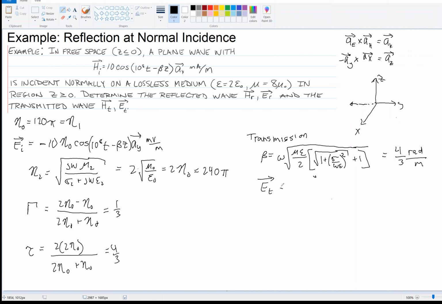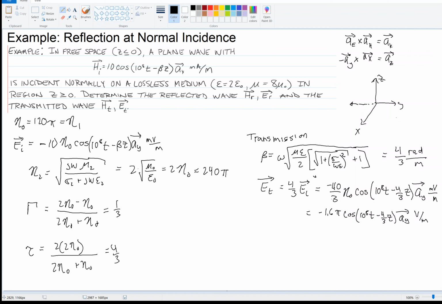Then we recall that the transmitted electric field is just going to be 4/3, the transmission coefficient, times the incident electric field. That's the case because the transmission coefficient is purely real, so there's no phase change, and we can just multiply it in. We get negative 40/3 eta 0 cosine of 10 to the 8th t minus 4/3 z, because we found beta in the z direction. That's millivolts per meter. Or if you plug in eta 0 is 120 pi, this gives you negative 1.6 pi cosine of 10 to the 8 t minus 4/3 z in the y direction, volts per meter, if you bring in the 10 to the minus third. So that is our transmitted electric field.